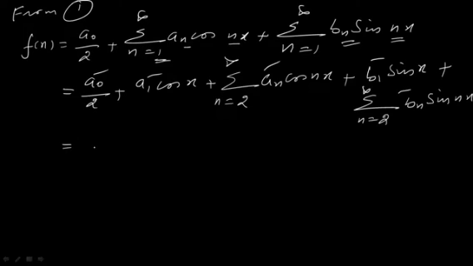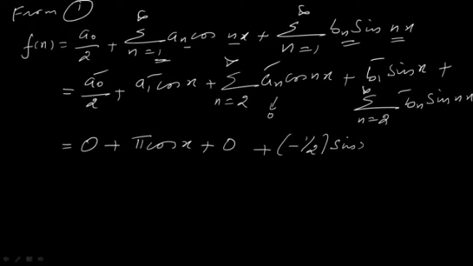So the value of a0 is 0. So 0 by 2, 0 itself, plus the value of a1 we have calculated is pi cos x, and the value of an we have calculated is 0, right? So 0 times anything, so the summation has no value. Plus next the value of b1 we have calculated just now is minus 1 by 2 sin x plus sigma n is equal to 2 to infinity. The bn value is minus 2n divided by n square minus 1 sin nx.